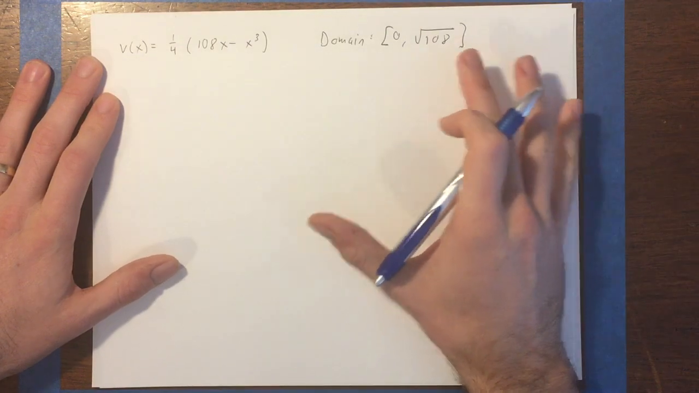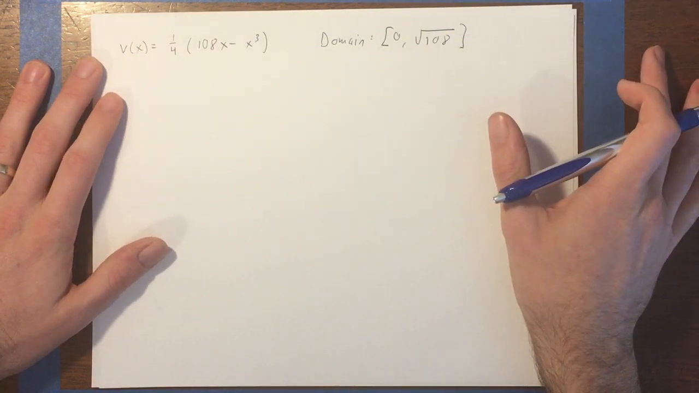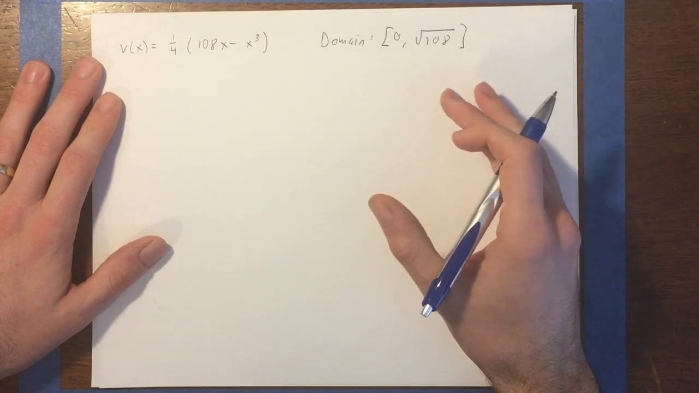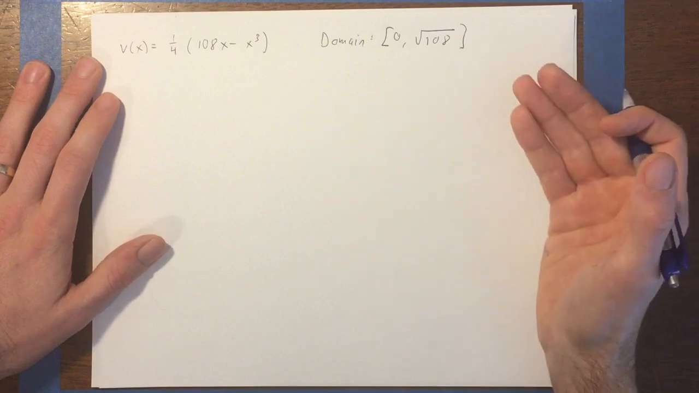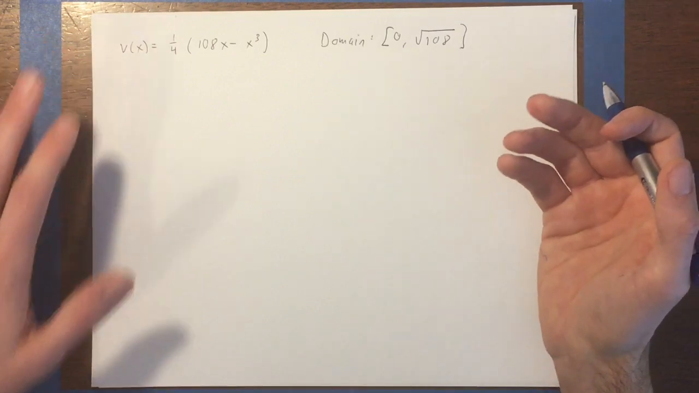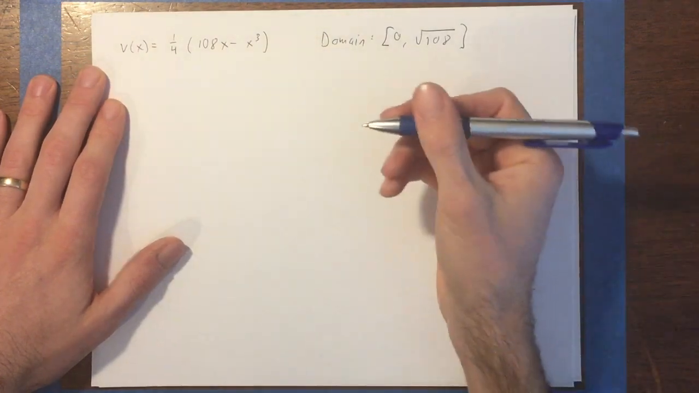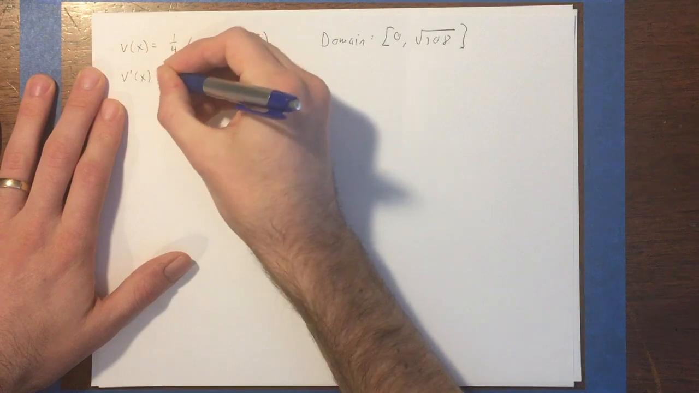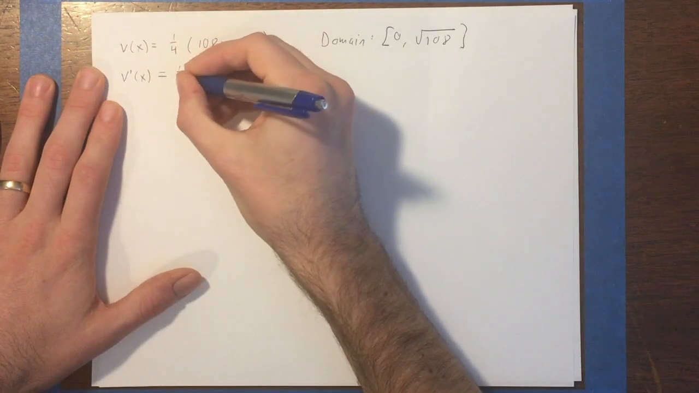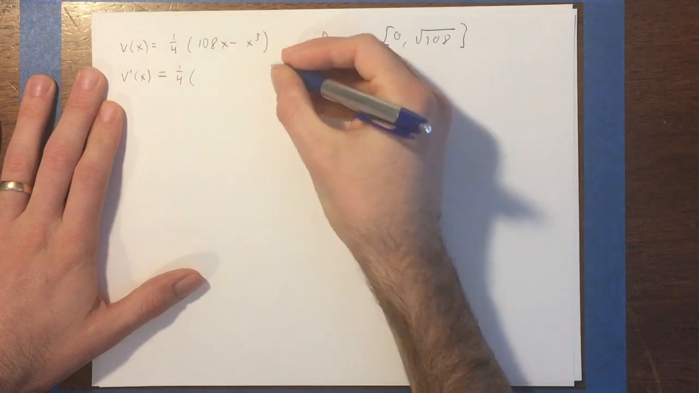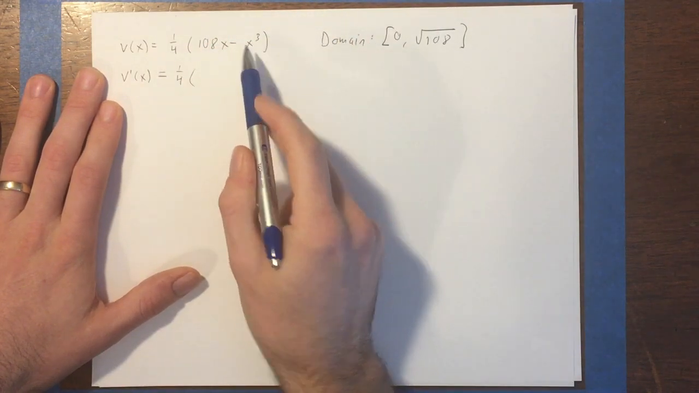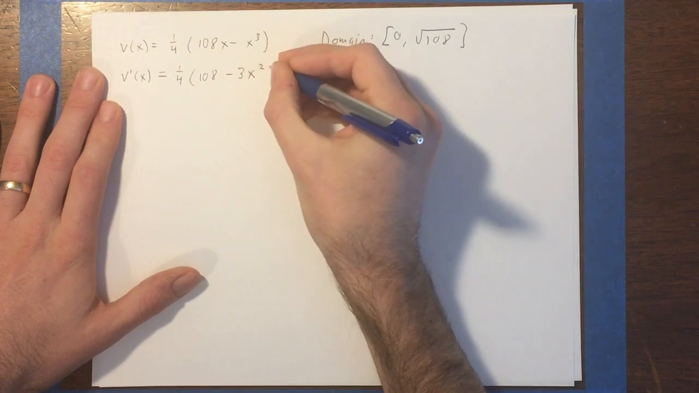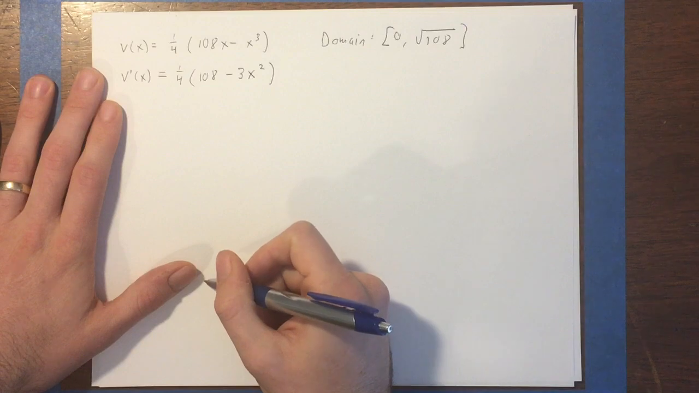So now we can forget about the whole box scenario and just treat this as a problem where we're trying to find the maximum value on a closed interval. So we can just apply the closed interval method we learned back in section 4.1. First, we're going to need to find critical numbers. So let's take a derivative of this volume function, v prime of x. It's going to have a 1/4 because that's a constant multiple. And then for the derivative of this polynomial in here, we can just apply the power rule to each term and get 108 minus 3x squared.